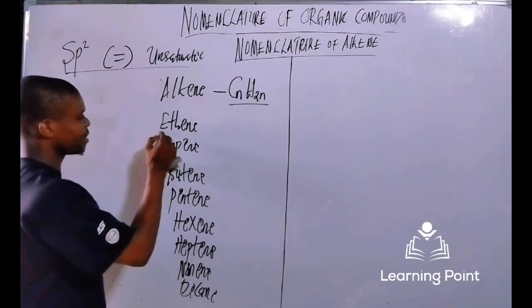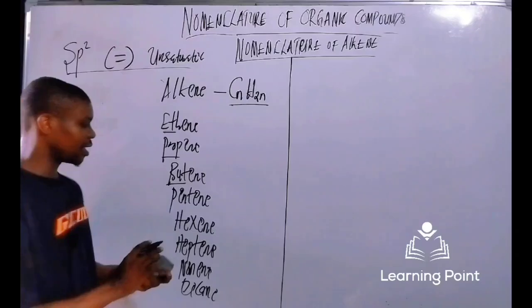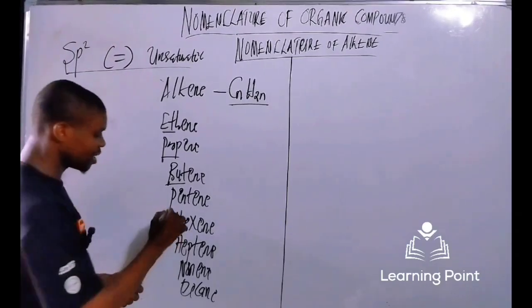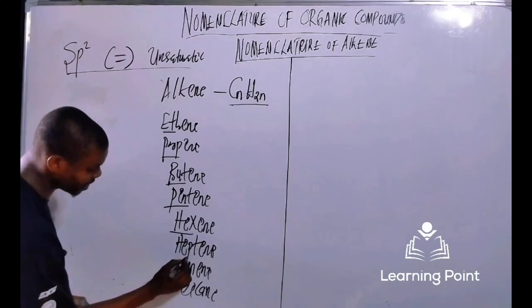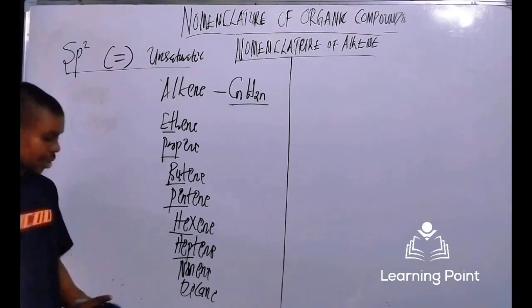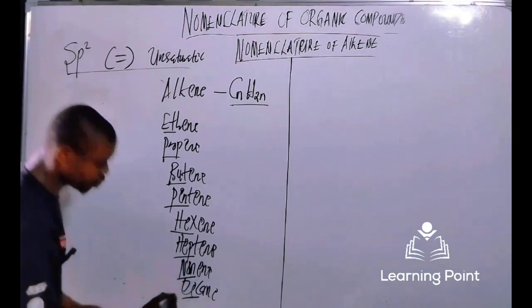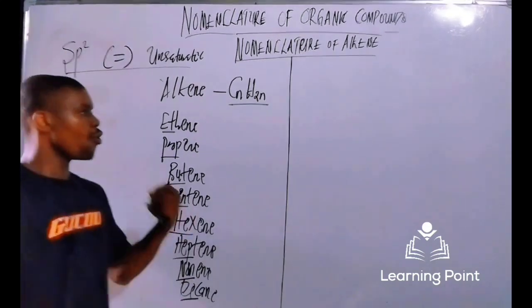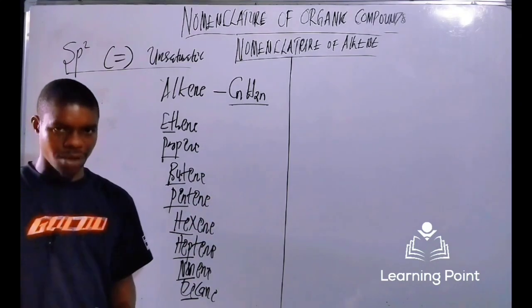So whenever I see eth, it means 2 carbon atoms. Whenever I see prop, it means 3 carbon atoms. Whenever I see but, 4 carbon atoms. Whenever I see pent, 5 carbon atoms. Whenever I see hex, 6 carbon atoms. Whenever I see hept, 7 carbon atoms. Whenever I see non, 9 carbon atoms. Whenever I see dec, 10 carbon atoms. So we put the numbers of carbon atoms here to get each of our general molecular formulas.